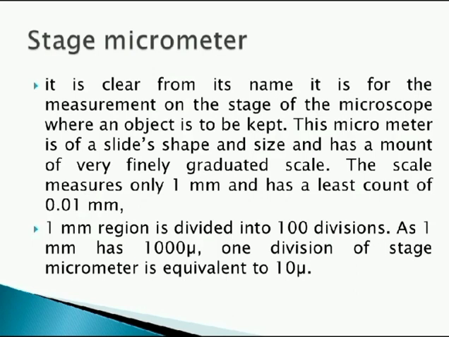It is clear from the name that the stage micrometer should be kept in the stage position of the microscope, where we will keep the slide and all. This micrometer is of slide shape. Similar to a slide, it has a graduated scale in its center. The scale measures 1 mm and has a least count of 0.01 mm. The 1 mm region is divided into 100 divisions, as it is equal to 1000 microns. So one division of the stage micrometer is equivalent to 10 microns.